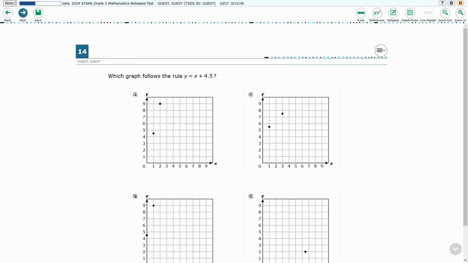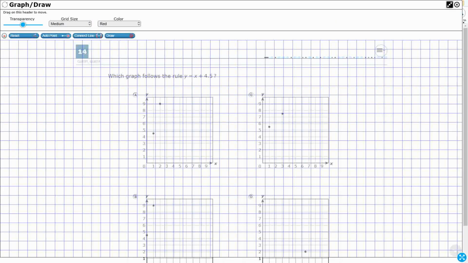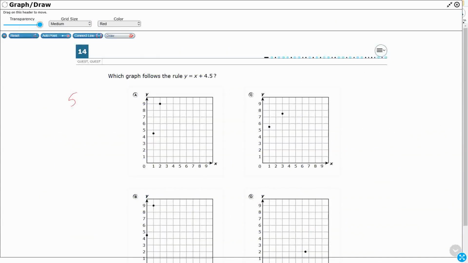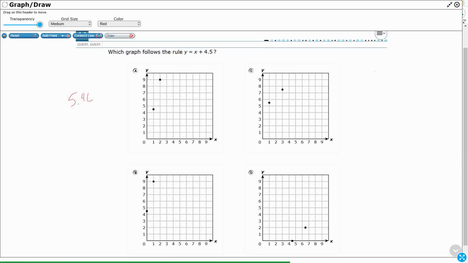So for number 14, we are looking at generating additive and multiplicative patterns. So this is 5.4C. And we've got a basic rule, x plus 4.5 equals y. All right, well, let's scroll down a little bit and let's just make our own x and y table. So I've got my x, here's my rule, plus 4.5, and then I'm going to get my y.